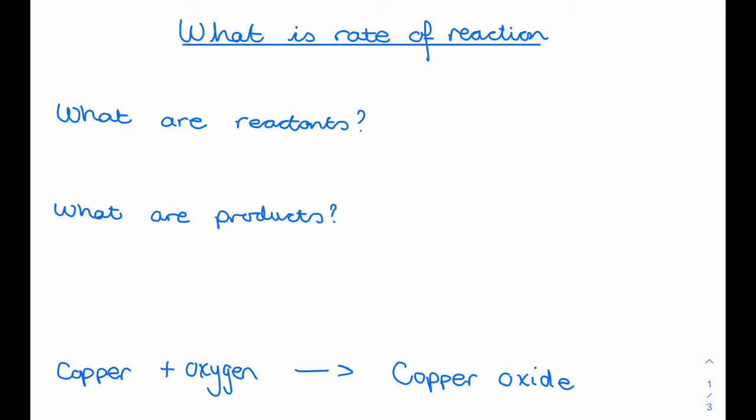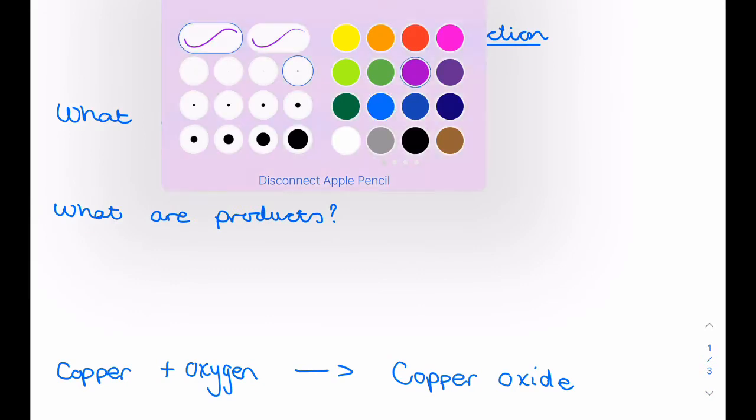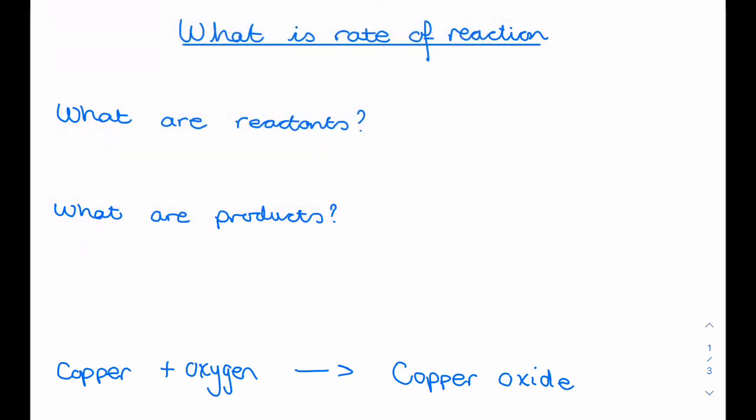So what is a reactant? Well, a reactant is anything that starts at the beginning of a reaction and it becomes something else. So if we had magnesium and oxygen and we put them together, they would be the reactants, the magnesium and the oxygen, whereas the product would be the thing that would be produced. So in that case, it would be the magnesium oxide.